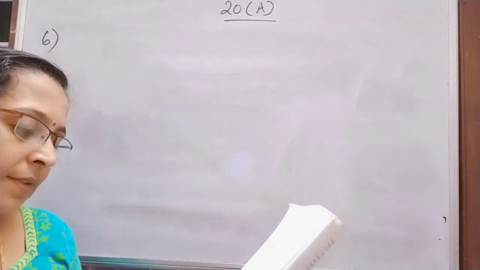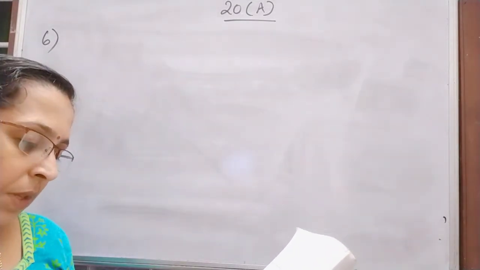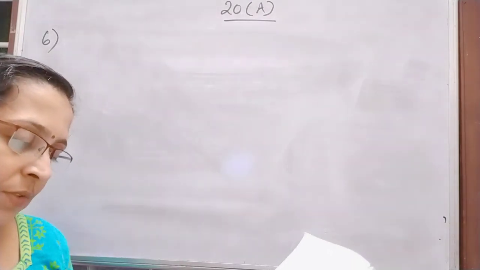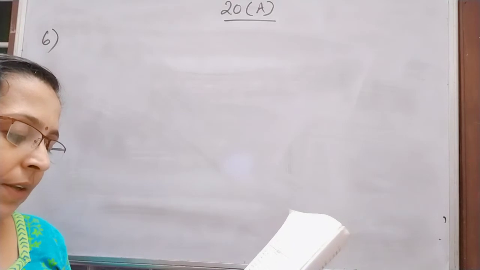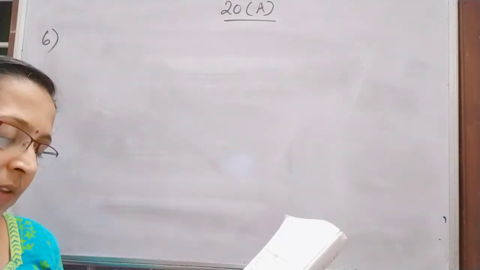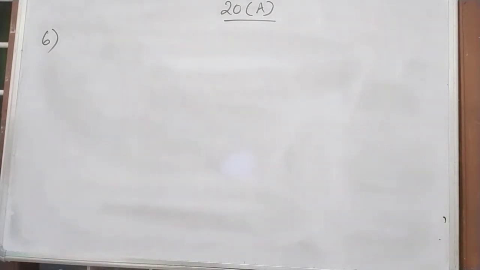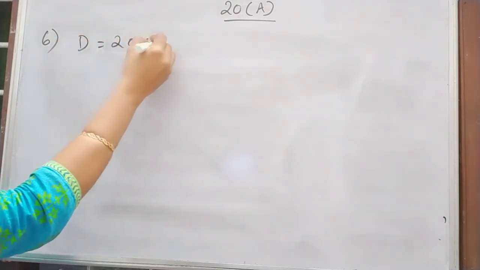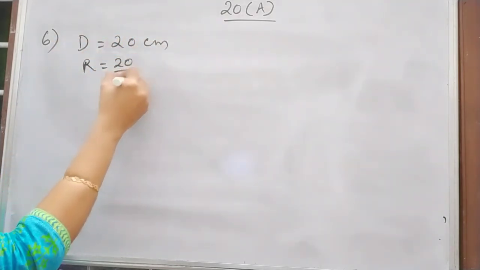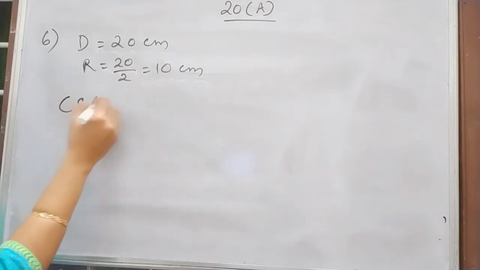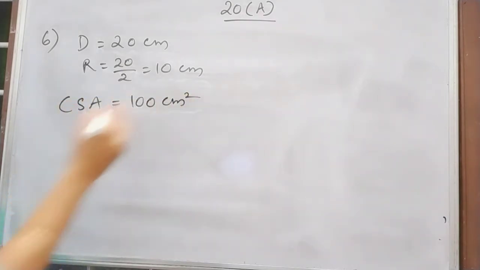Sixth question. A cylinder has a diameter of 20 centimeter. The area of the curved surface is 100 centimeter square. Find first, the height of the cylinder correct to 1 decimal place, then the volume of the cylinder correct to 1 decimal place. So the cylinder has a diameter of 20 centimeter. So the diameter is given as 20. So what will be the radius? Radius is equal to 20 by 2, which is equal to 10 centimeter. Given the curved surface area is 100 centimeter square.